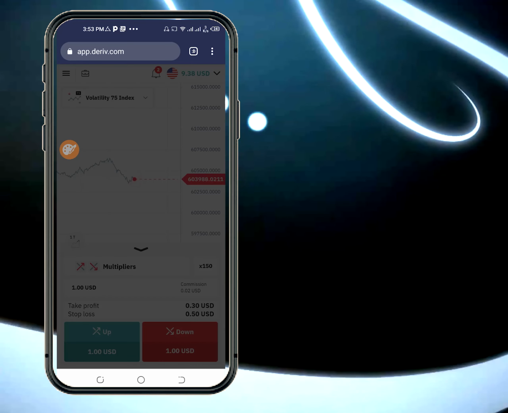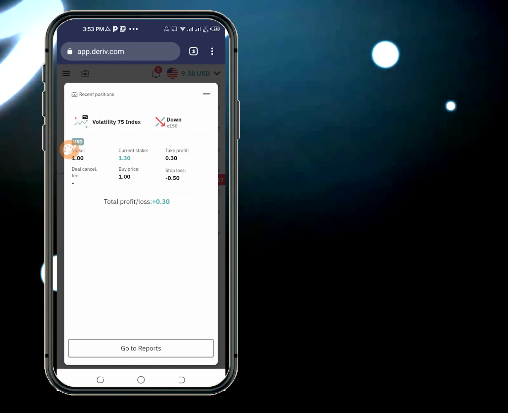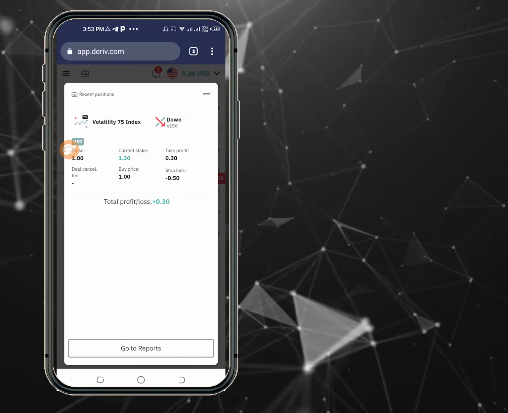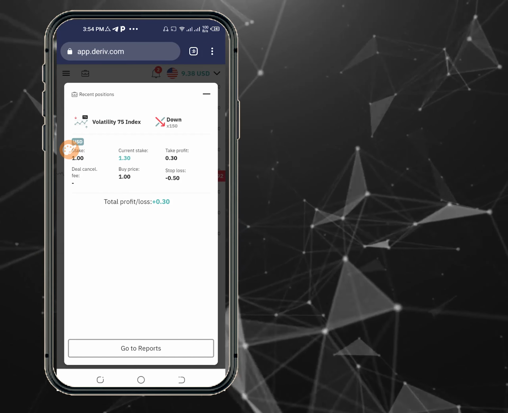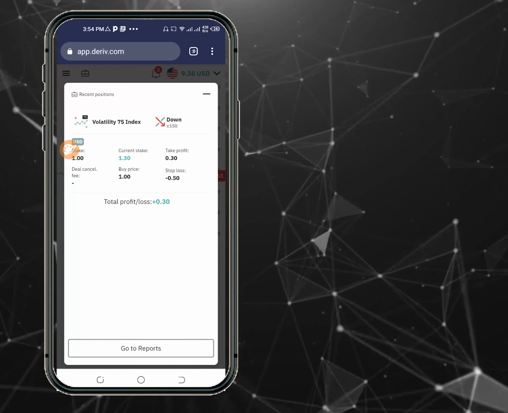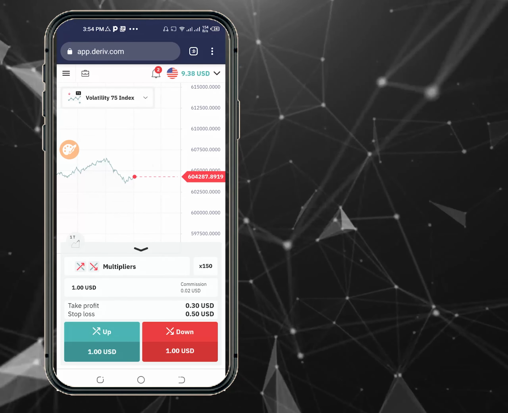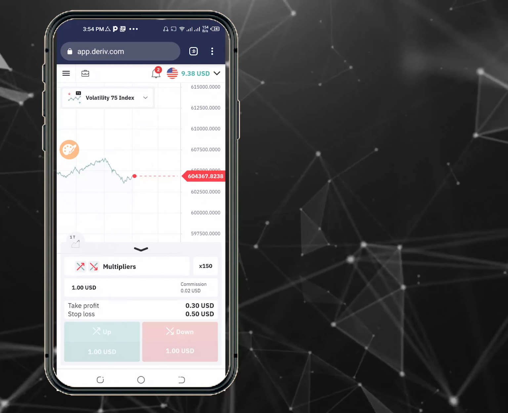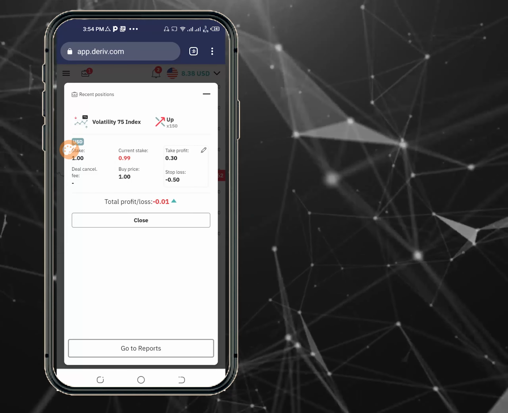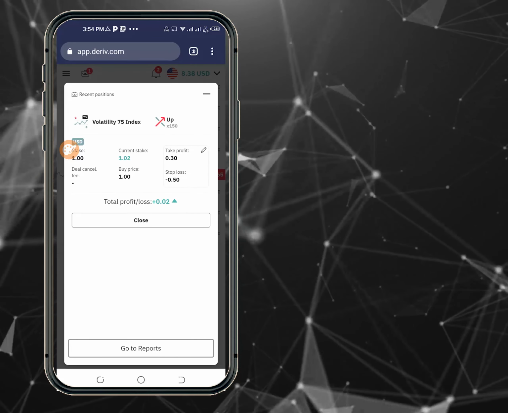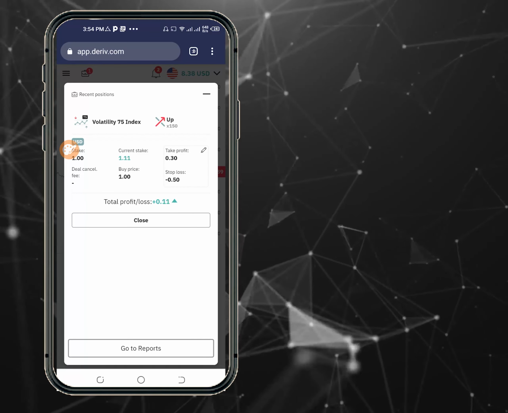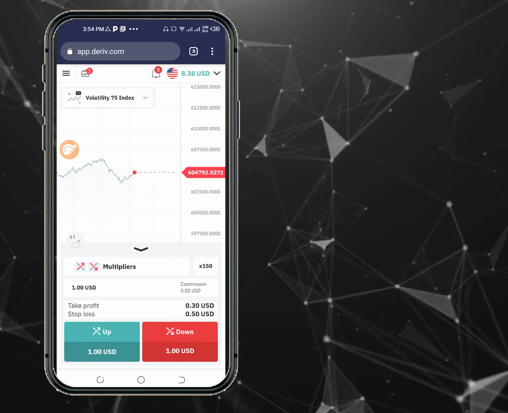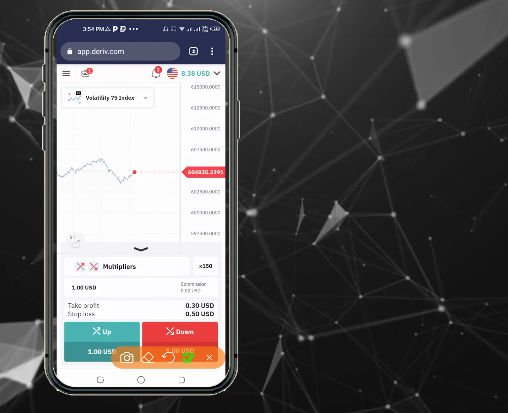Oh, you see, I lost 50 cents last time. I've made 30 cents. I think I still want to make back another 30 cents. So let's see. Now, because I know it has started an upward trend, I will choose up now. And my trade is going up now. Let's see how much profit I can make. So you see, that's my trade moving up. I'm anticipating it to get up to this level or somewhere around here.